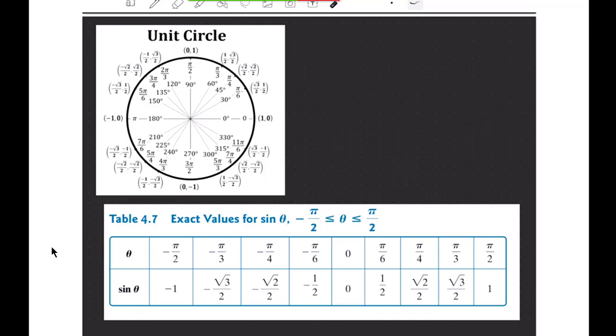So when it comes to our sine values, and when we get to looking at these inverses, these are the only values that we're going to be looking at. So exact values for sine of theta. And remember, we limited our domain, and we said we were only going from negative pi over 2 to pi over 2. So we're really looking at quadrant 1 and quadrant 4.